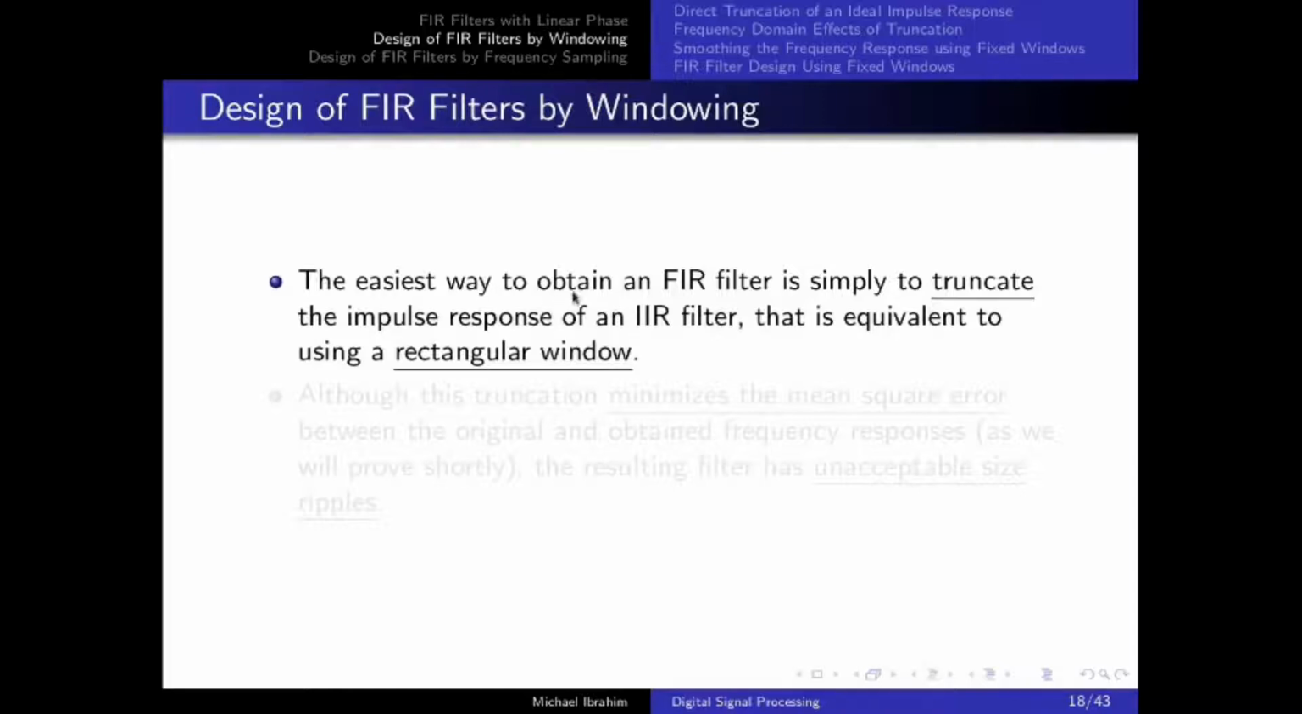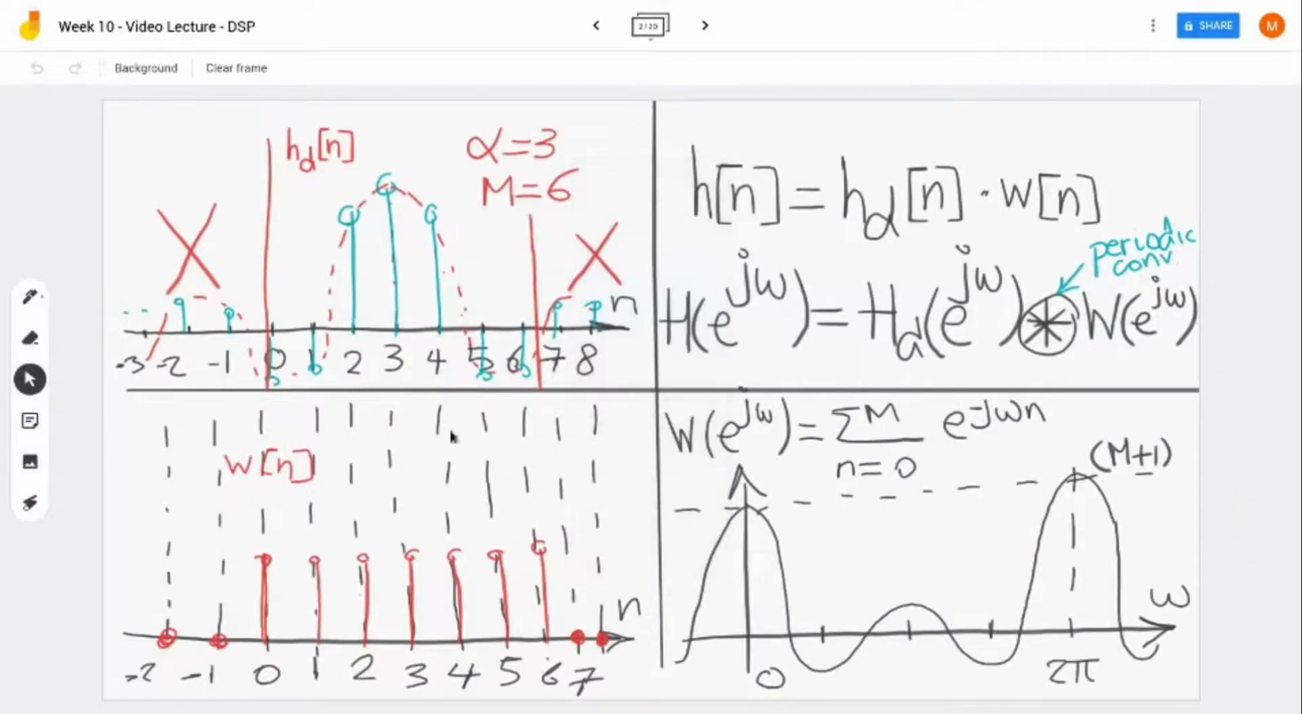So the easiest way to obtain an FIR filter is simply to truncate, or kill, or remove the samples of the impulse response of an IIR filter, which is basically killing the samples before 0 and killing the samples after M. That is equivalent to using a rectangular window, as we have said before. Multiplying this h desired of n by this rectangular window will give us this truncation effect we are looking for.